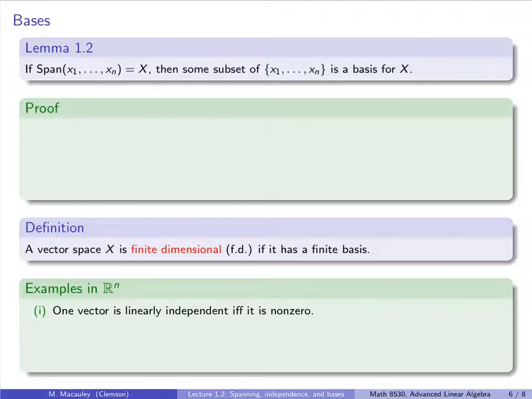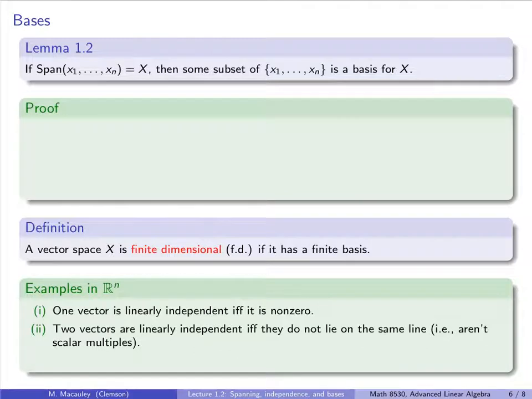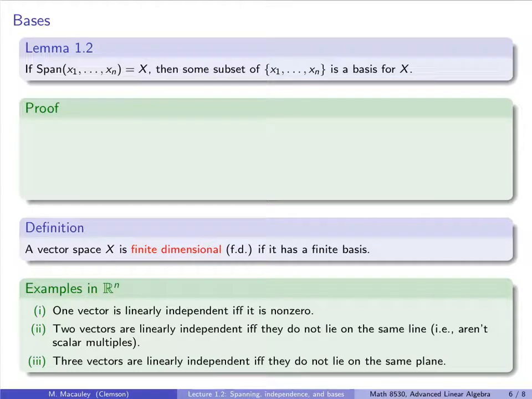So a few examples in Rn. One vector in an n-dimensional space is linearly independent if and only if it is non-zero. Two vectors are linearly independent if and only if they do not lie on the same line. In other words, they are not scalar multiples of each other. And three vectors in Rn are linearly independent if and only if they do not lie on the same plane.